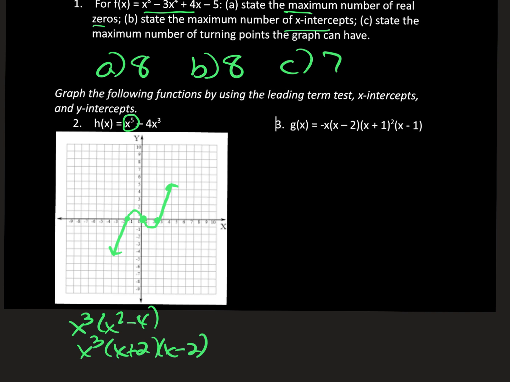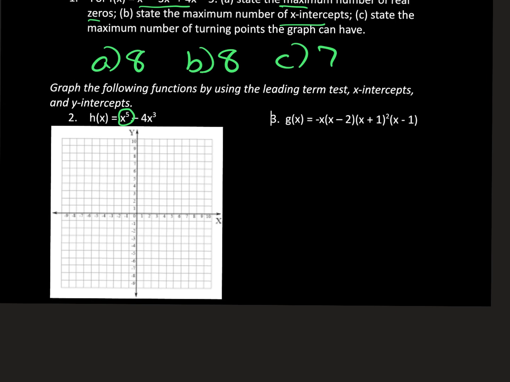All right, I'm going to erase that one so I can put up number 3, since I only have one graph here. My graph didn't translate very well like yours did. Okay, this one you can see the zeros. My zeros are going to be 0, 2, negative 1, and positive 1.